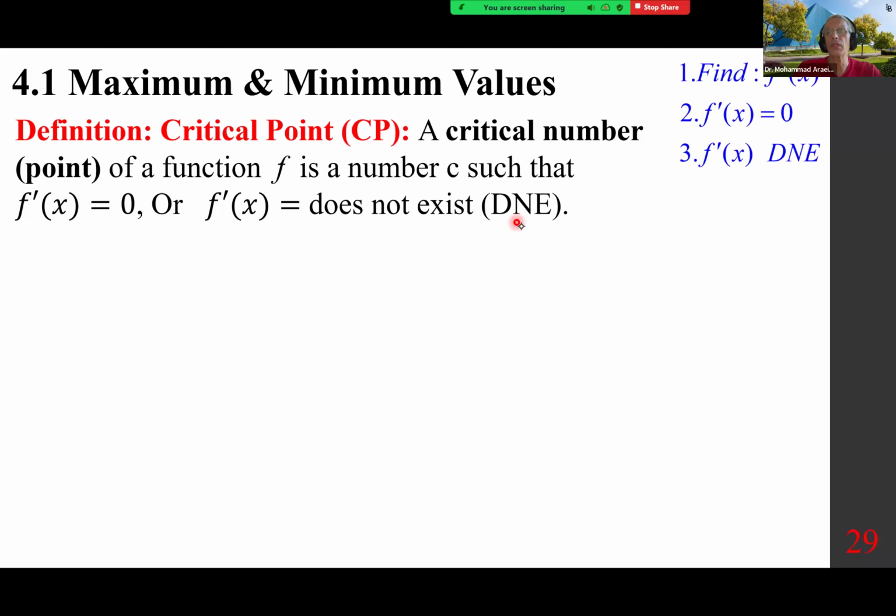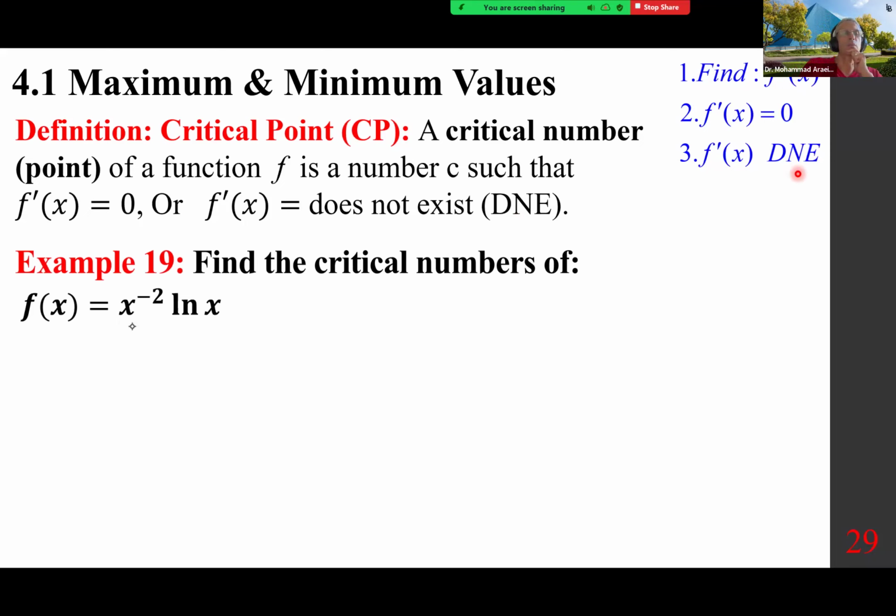So the process is, number one, find f prime of x. Number two, set f prime of x equal to 0. And number three, f prime of x doesn't exist. Either look for f prime is 0 or f prime does not exist. In fact, you want to look for both.